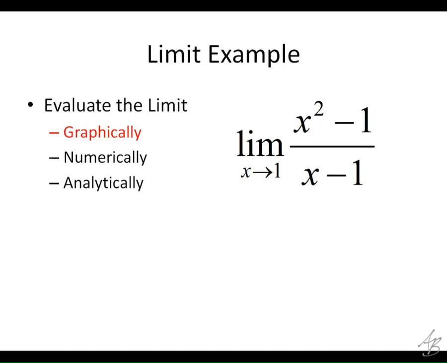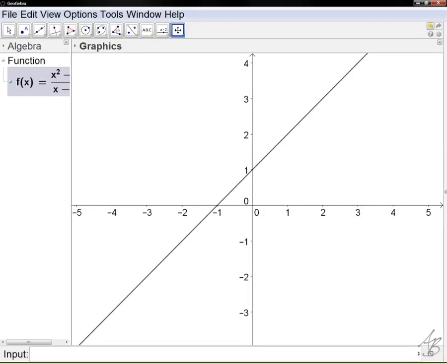I want you to graph this function right here. And I want you to type it in exactly as is. Don't try to simplify or anything, just type it in like that. So we're going to look at this function, and we're going to look at what happens when we take x values close to 1. Hopefully you got a graph that looks something like this, right? Okay, good.